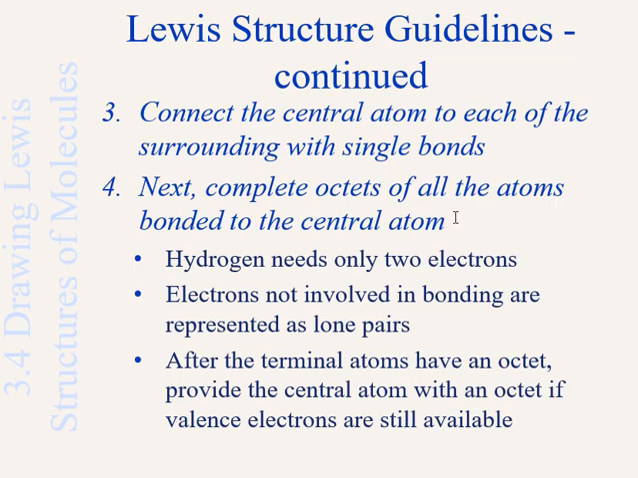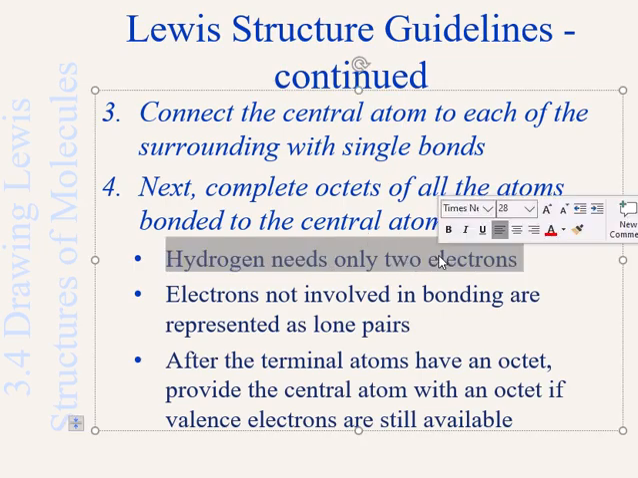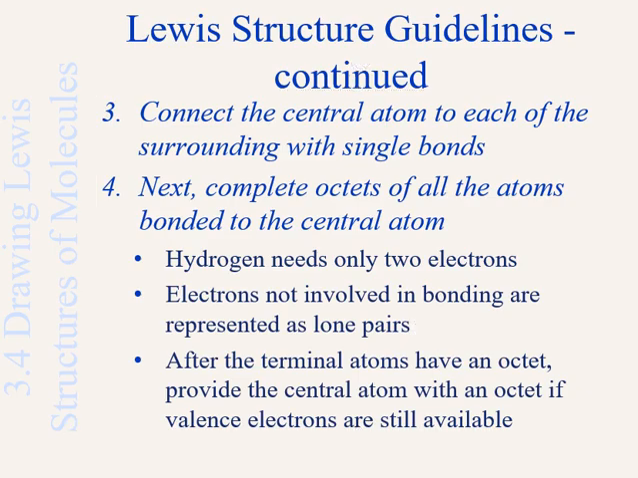Next, complete octets of all the atoms bonded to the central atom. Give an octet to all of the side atoms, except hydrogen, which only needs 2 electrons. And when you are giving octets, you will give them as lone pairs, 2 at a time on one side, and not 1 at a time. That's the difference between drawing the Lewis symbol and drawing the structure known as the Lewis structure.